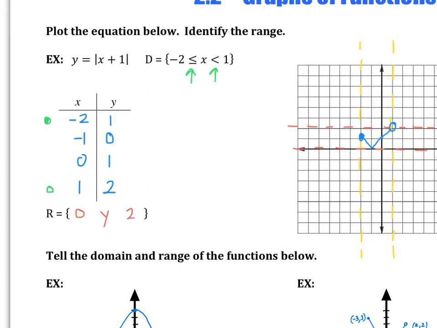Now we just need to fill in the proper inequalities, all right? So, does our graph touch this line, and can y equal 0? The answer is yes, so we have a less than or equal to. But when y equals 2 up here, we have that open circle. So this next inequality has to be strictly less than 2. So our range goes from 0 is less than or equal to y, which is less than 2.